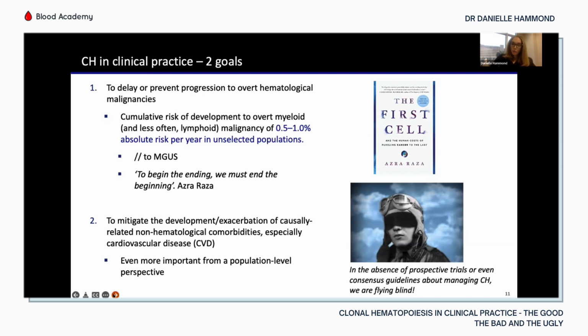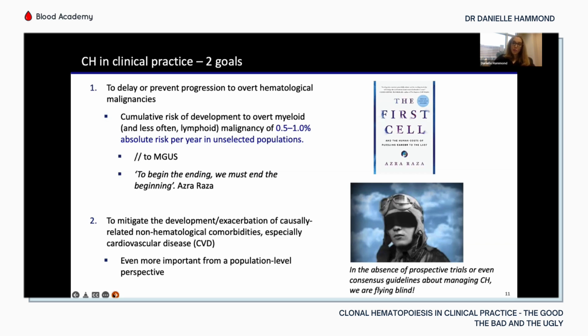And in this beautiful book by an MDS specialist that works in New York, Dr. Azra Raza, I love this quote: "To begin the ending, we must end the beginning." And when it comes to cancers that we can cure with preventative medicine, it so far has been ones where we pick up on a precursor state and we cut it out. And the blood tissue is liquid, so that's not possible. But can we do something analogous if we're able to identify high-risk precursor states?